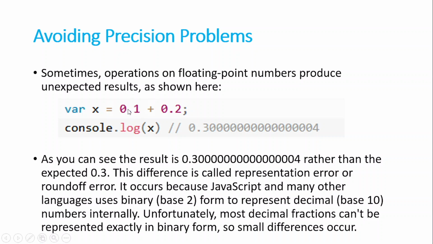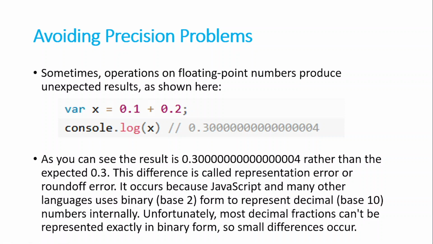So let's say if I add both these floating numbers, 0.1 plus 0.2, then it will not give me 0.3 as a result. Instead, it will give me this result. You can see 0.3000 and then till the last precision. So as you can see, the result is this one rather than the expected 0.3. This difference is called a representation error or round off error.